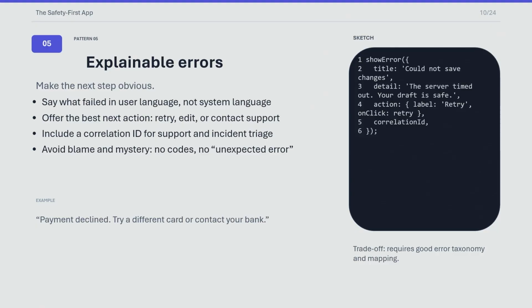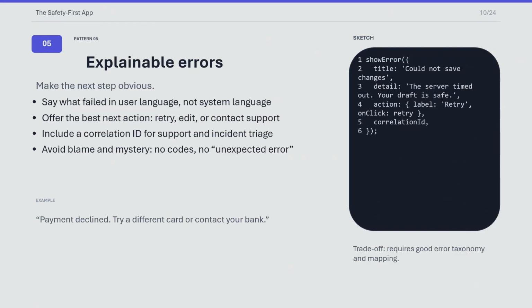For instance, "Payment declined, try a different card, or contact your bank" is a much more robust error message than saying "error 500," because they don't know what it is. What's a 500? And next thing you know, they'll be retrying and not getting anywhere with that. You need to be able to offer the next best action. Should you retry? Should you try editing it again? Or should you contact support? You need to think about what is best to do for this.